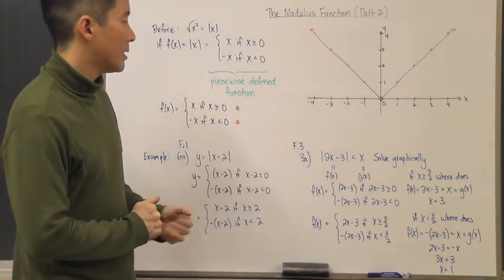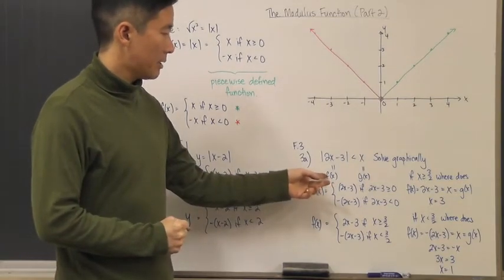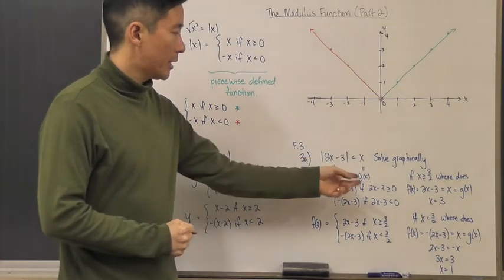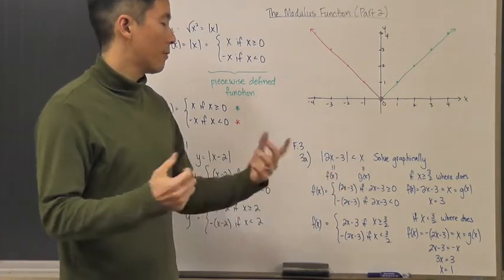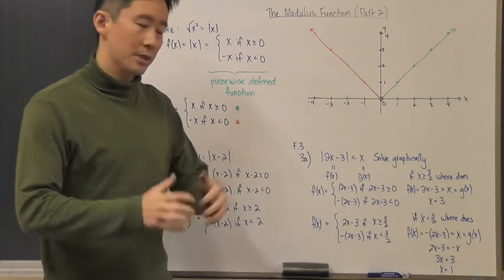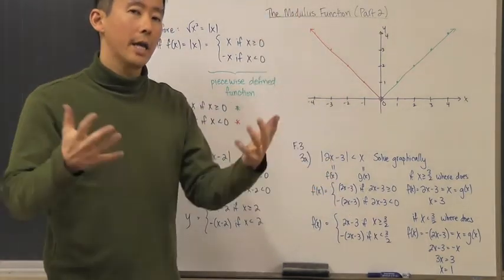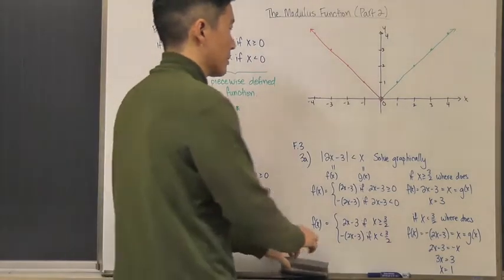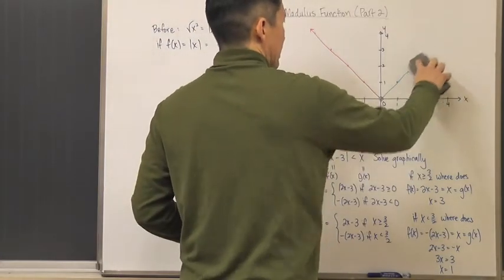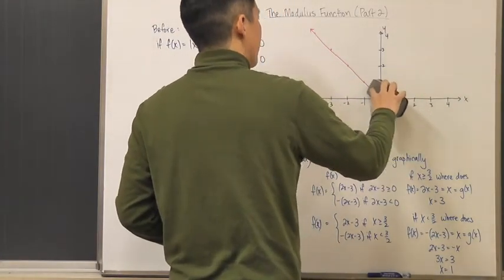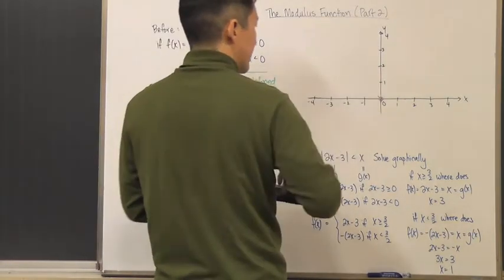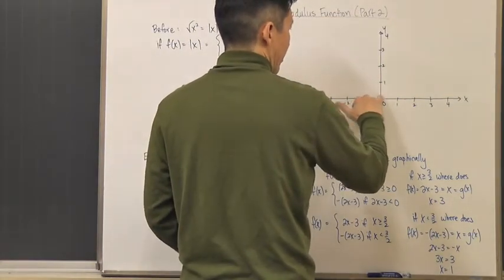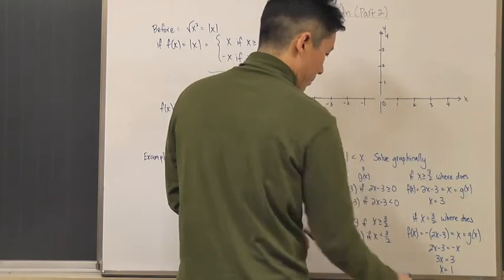Well, the first thing that we need to do is take a look at f of x here, and take a look at g of x there. What we'll do is analyze those two functions separately on the same graph and then look for where f of x is actually less than g of x. Okay, so let's go ahead and do that. I'm going to erase this here, and use this as our graph to solve this particular problem.